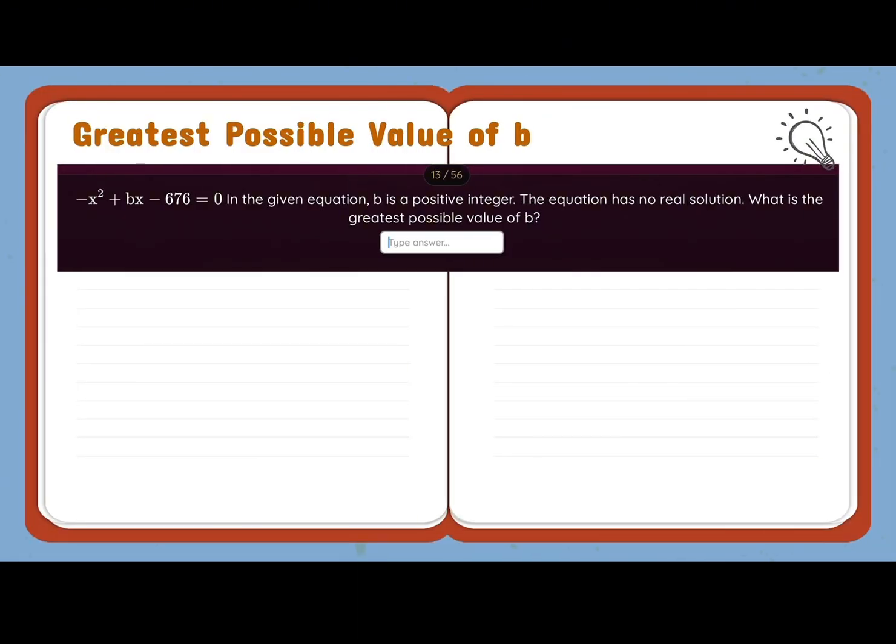Okay, for the greatest possible value of b, we have to use our discriminant here because we just don't have access to a lot of information, and this question says it has no real solution. And when a discriminant is negative, we know that there are no real solutions.